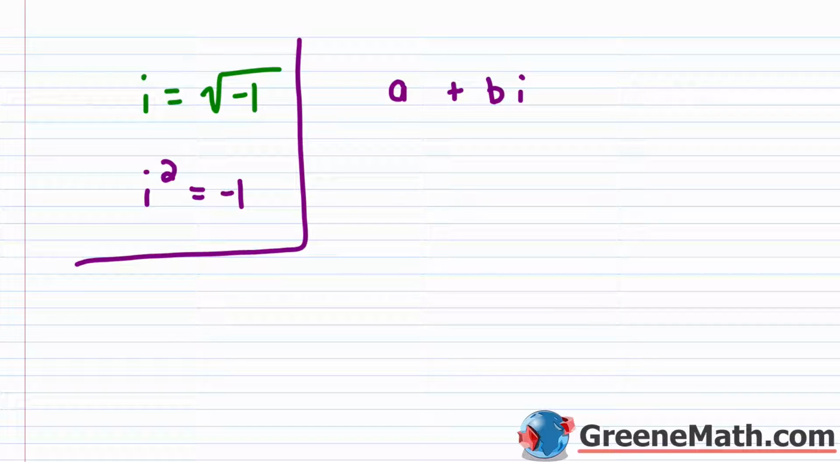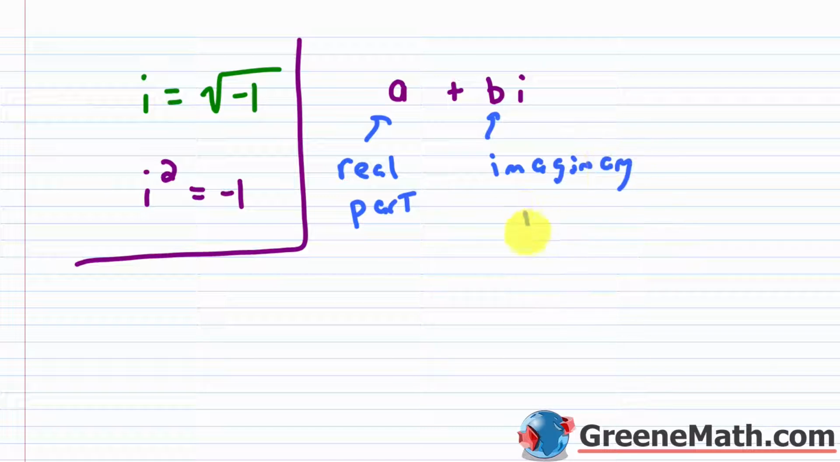So let me label this real quick. This a is called the real part, okay? And then the b here is called the imaginary part, okay? Now, some books will call bi the imaginary part. Just get with your book or your teacher in terms of what they want to do if you get this for vocabulary.